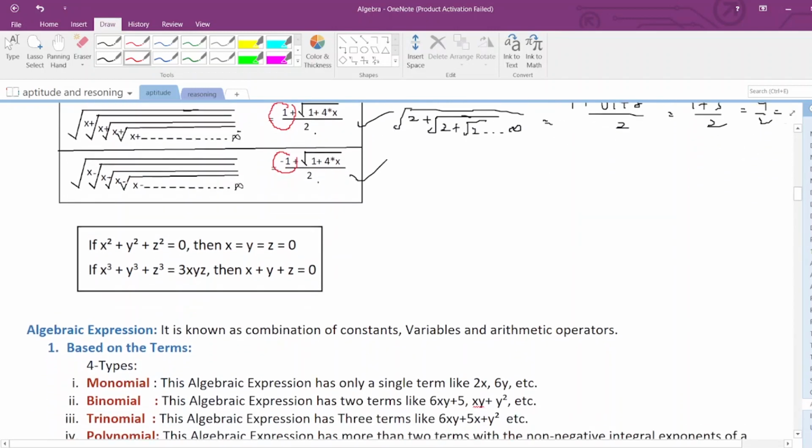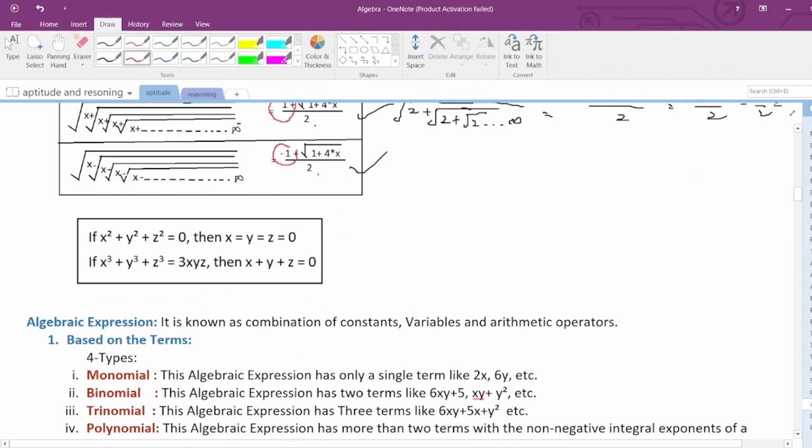Hope it's clear. And these are the two more important points. Please remember it. If x square plus y square plus z square is 0, then x is equal to y is equal to z is equal to 0. In the same way, if x cube plus y cube plus z cube is equal to 3xyz, then x plus y plus z is equal to 0.